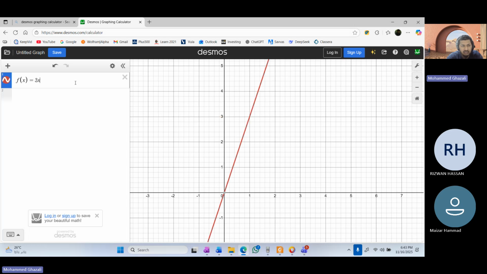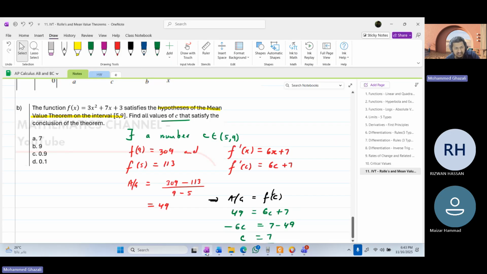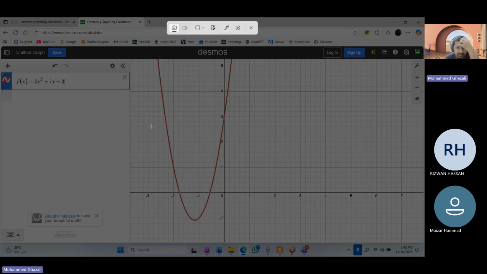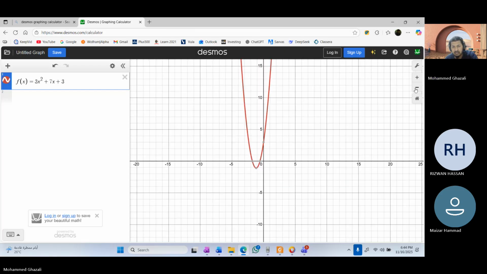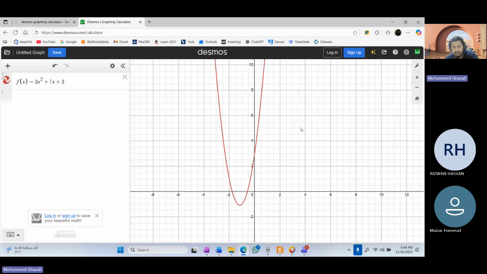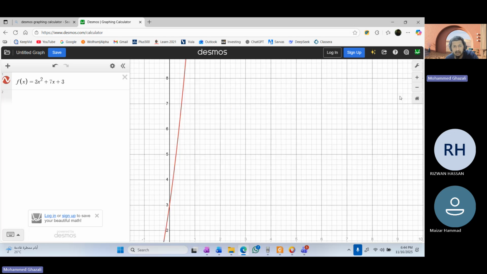It was 3x squared plus 7x plus, see now, I forgot the function. 3x squared plus 7x plus 3. That's my function here. And the value was between 5 and 9. Whoa, those values are so big. And that's the reason why the slope is 49. You can see how it's going. Can't even stretch this graph.